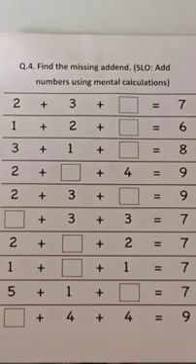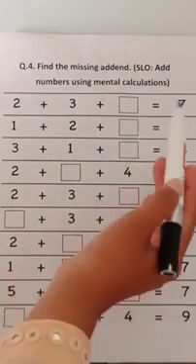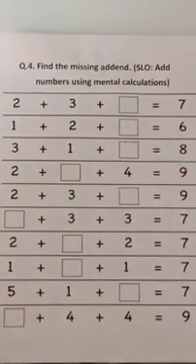Today we are going to start our question number 4 from page number 4. Find the missing addend. We have to find the number which we should add to make them equal. SLOs are add numbers using mental calculation.